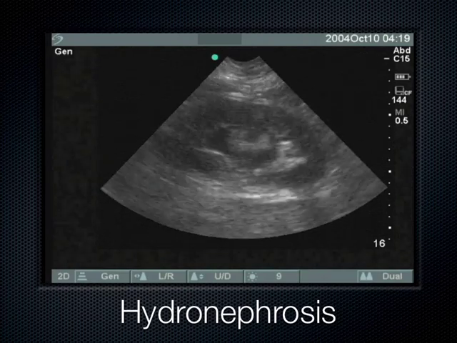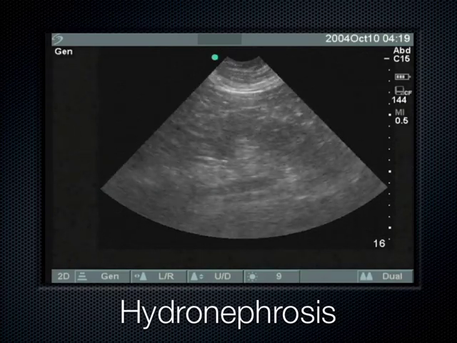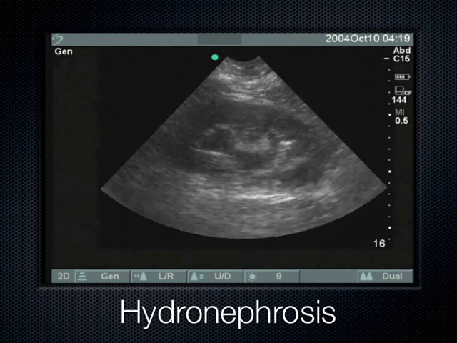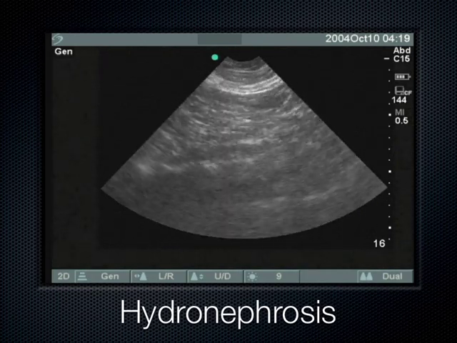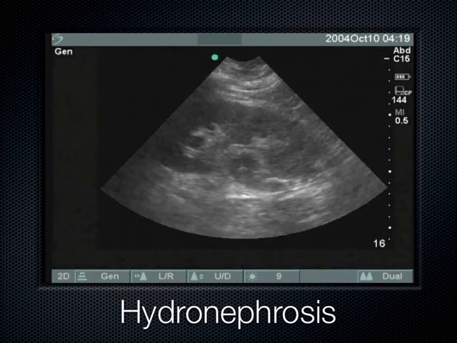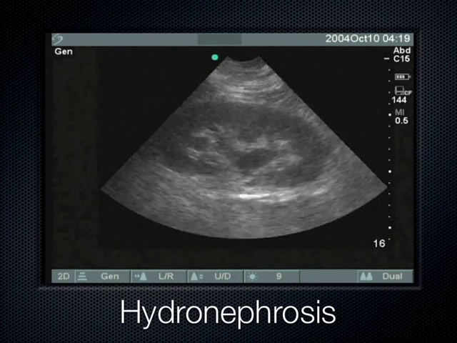And this is what hydronephrosis looks like. It's a little bit of a glove-like formation. See how it kind of splays out a little bit? In the center is the pelvis, and the fingers of the glove go out towards the cortex. That's a little bit of mild hydronephrosis there. It's just barely noticeable.